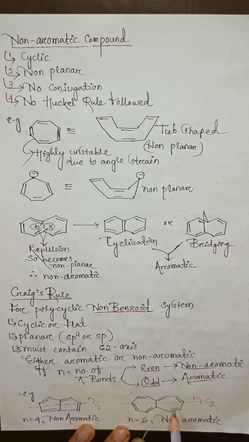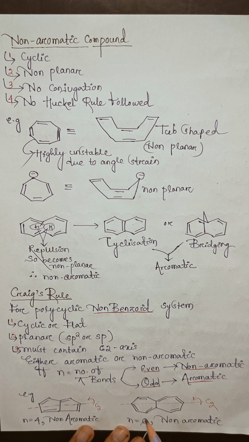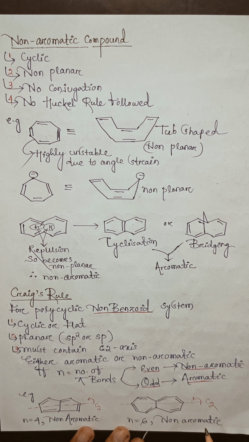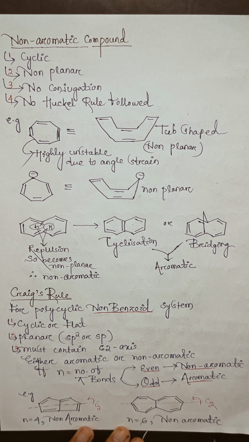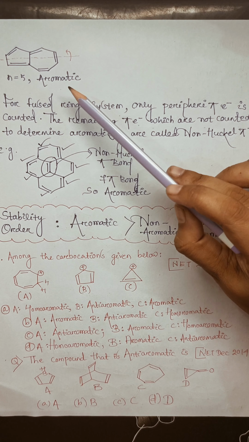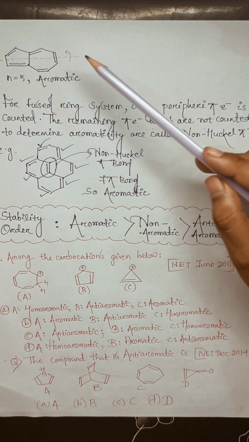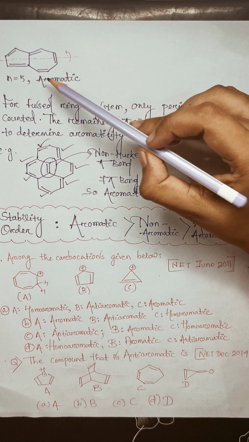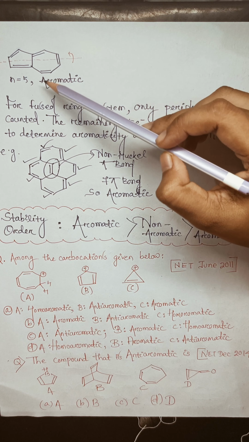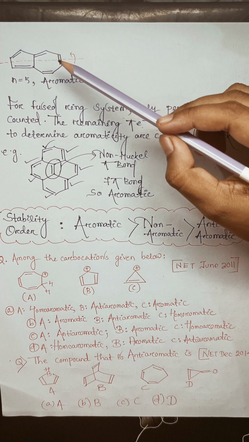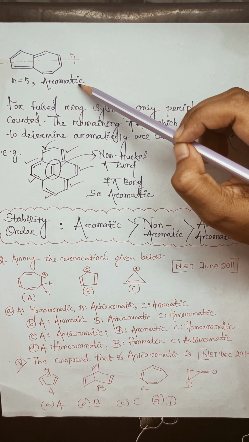Next one is also cyclic, planar because all carbon atoms here are sp2 hybridized. Then by passing the C2 axis, we get the equivalent structure. Now count the number of pi bonds: 1, 2, 3, 4, 5, 6. Since there are 6 pi bonds, which is even, it is a non-aromatic compound. Here the system is cyclic. All the carbon atoms are also planar because sp2 hybridized. Next, see the C2 axis. Here the C2 axis is also present. So next count the number of pi bonds: 1, 2, 3, 4, 5. 5 pi bonds are there, which is odd. So the system is aromatic.